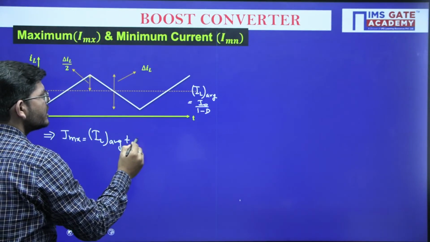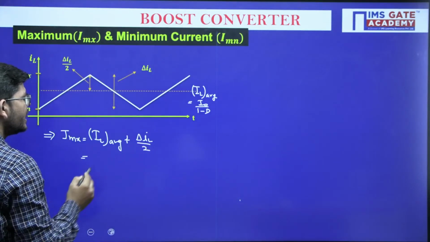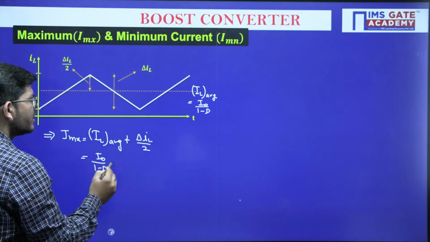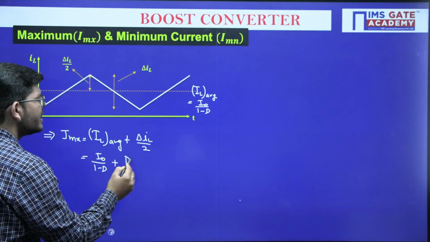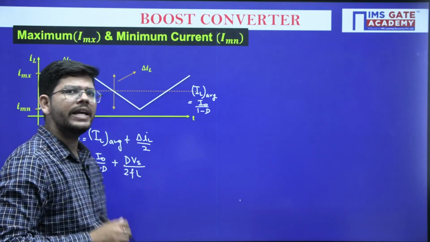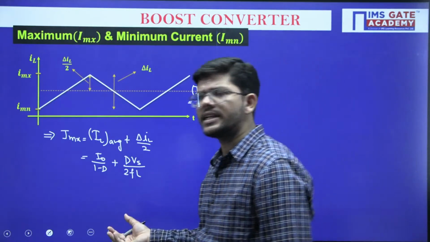So IL average plus del IL by 2. Now IL average I can write as I naught upon 1 minus d, plus, what is del IL? I can write it as dVs upon fL. Just now I have derived the formula. If I can remember those formulas, why can't you? That's as simple as that.